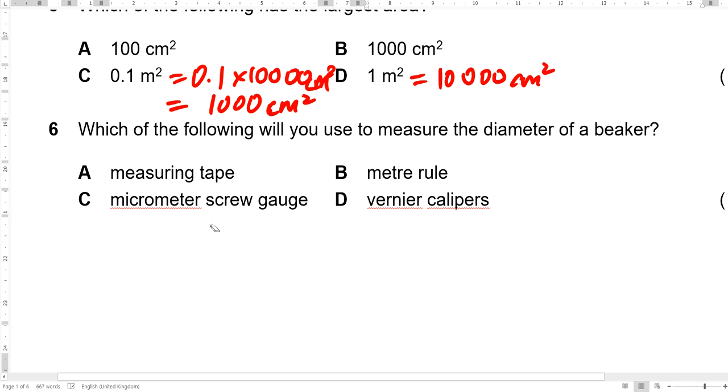So, have you all seen a beaker in primary school? Yes, I'm sure you have. So it's just like a cup. To measure the diameter, top view will look like this. It is a circle, right? In order to measure the diameter, your primary school maths tells you that diameter is the length from one side passing through the center to the other side, right? This is the diameter.